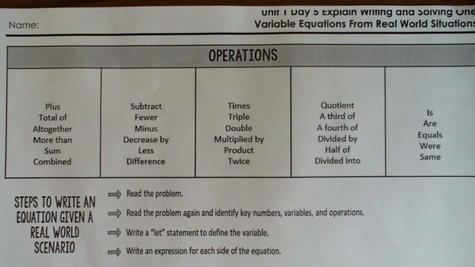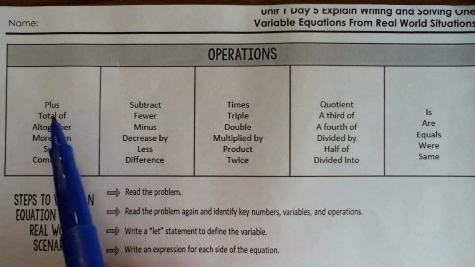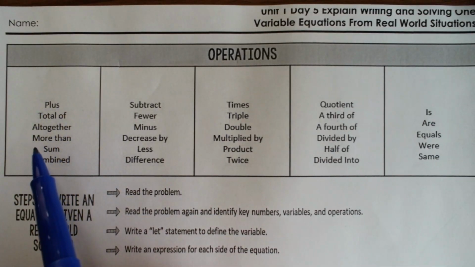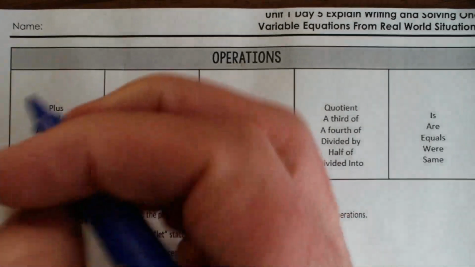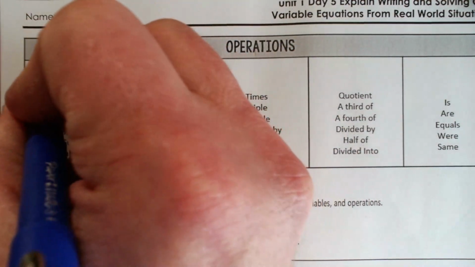Okay, these are our notes on writing and solving one variable equations from real world situations. So, with these real world situations, we often have multiple words meaning the same thing. So, plus, total of, altogether, more than, sum, combined. This all means the operation of addition.